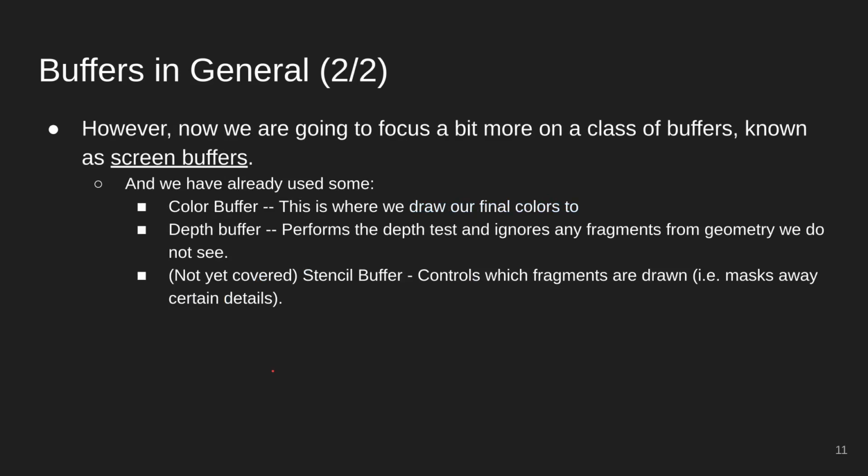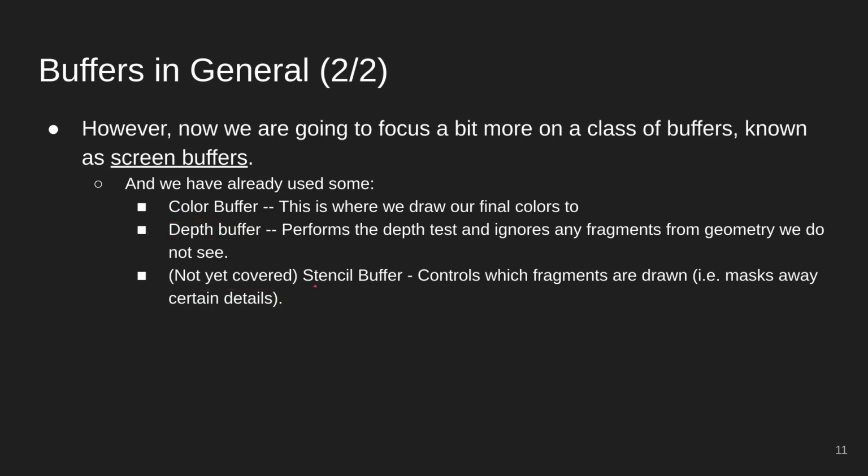But now, we've been focusing a bit on buffers, but there's also another type or class of them, which is the screen buffer. So it's just another place where we can store data. And we have been using these a little bit behind the scenes. If you recall, we have something called the color buffer. This is just where we draw our final colors to. This is what our frag color in the GLSL shaders has been drawing to, particularly there. We have something called the depth buffer, which performs the depth test and ignores the fragments that we don't see. So this was our Z buffer, again, that sort of grayscale image showing how close or far away things are to the camera.